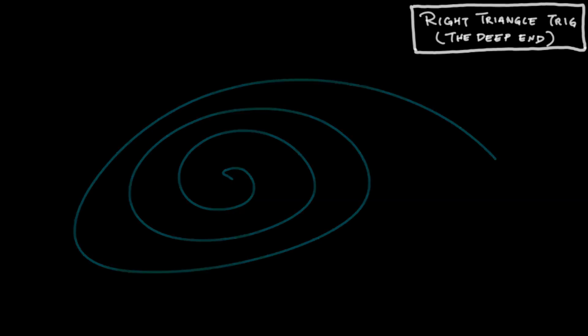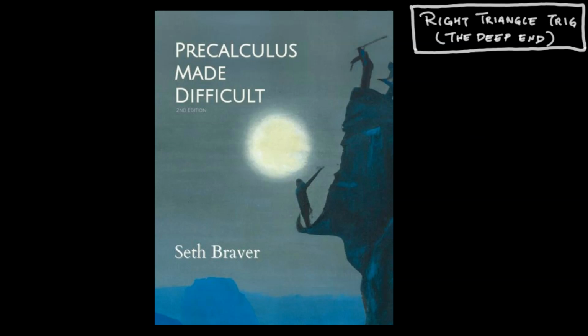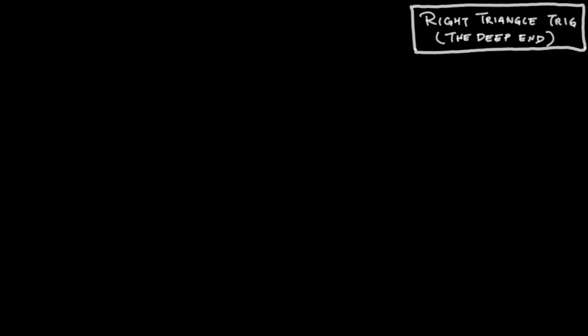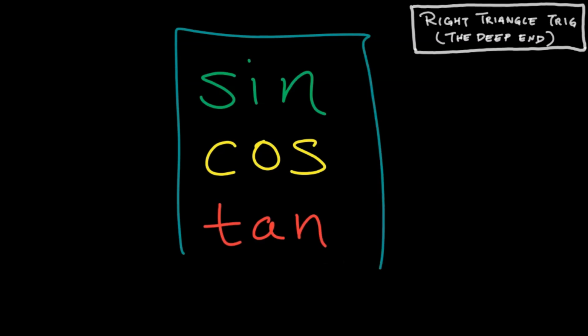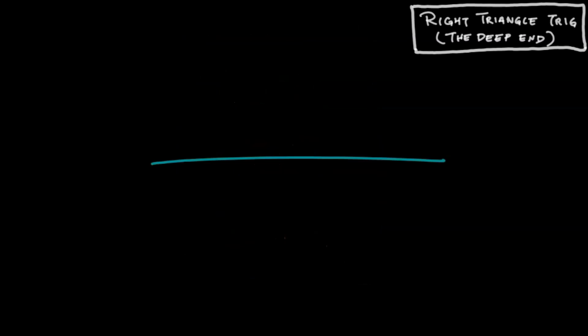And we are back to finish off Chapter 9 of Pre-Calculus Made Difficult, in which we will move into the deep end, or relatively deep end, of right triangle trigonometry. In the previous video, I introduced you to the three basic trig functions, sine, cosine, and tangent, and I told you that I would introduce you to the three remaining trig functions in the next video. Well, it is the next video, so let's begin there.